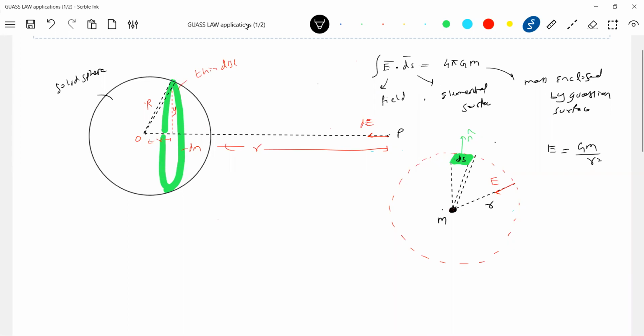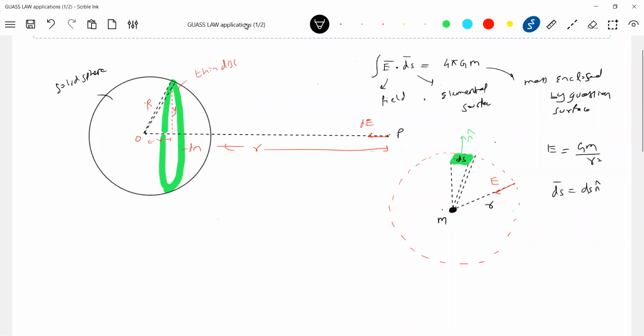Then what is ds bar? Ds bar is given by area into unit vector. Why do we have to take a unit vector? For a closed curved surface, the unit vector will be radially outward. What do you mean by a closed curved surface? Example, the spherical one. For a spherical surface, the area vector will be radially outward.